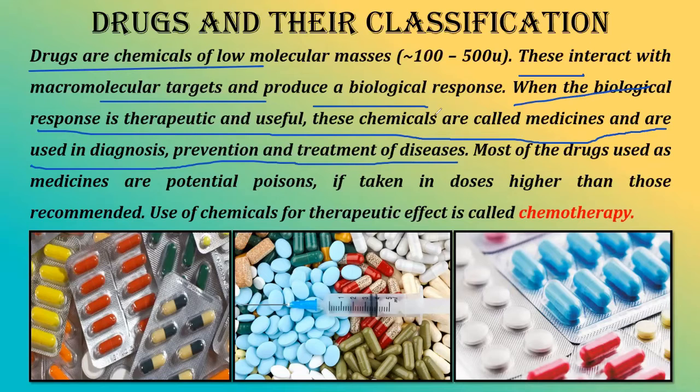Okay, most of the drugs used as medicines are potential poisons. So this also we have seen, that people are dying due to drug overdose. Drug overdose means medicines are taken to a large extent. If you take that, then definitely it will be a drug overdose and you will have problems. Now, if therapy is done using chemicals, it is called chemotherapy, right? This is also a very important point for us.